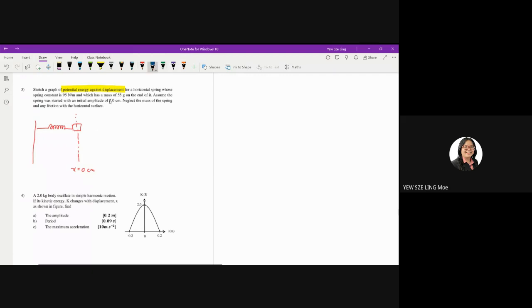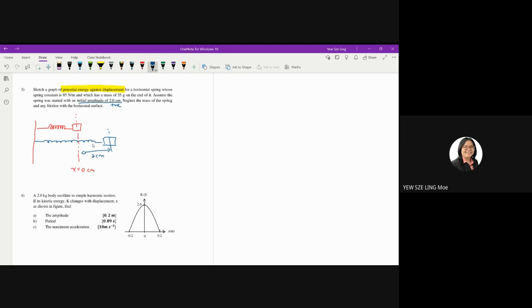According to the question, your spring started with an initial amplitude of 2 cm. Positive 2 cm means now you stretch the spring, because your object needs to be located on the right hand side of the equilibrium position in order to obtain a positive amplitude. If the question says it starts with a negative amplitude, it means you compress the spring and it is located on the left hand side. So now you stretch the spring, so your object is located somewhere here. From your object until the equilibrium position, this is 2 cm. So this is what we have right now.